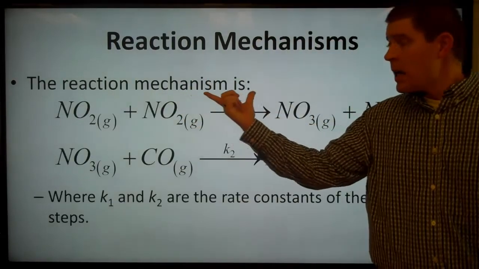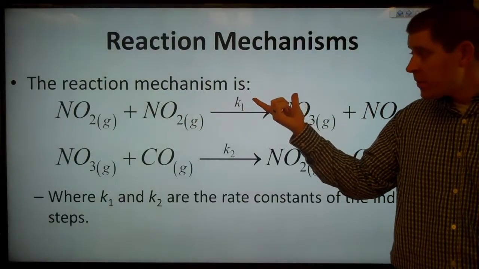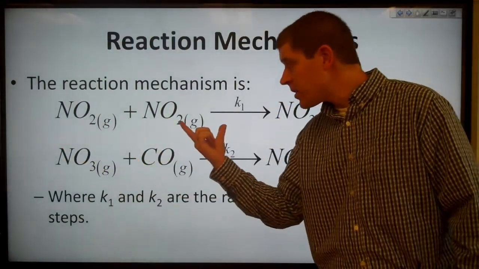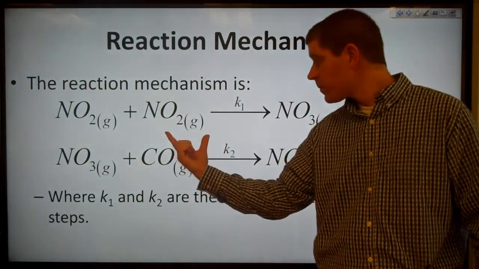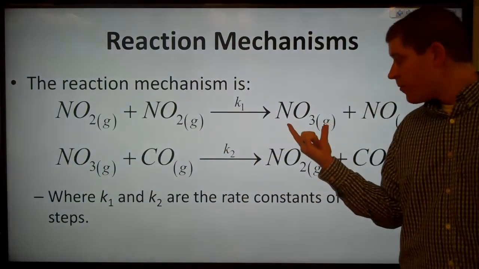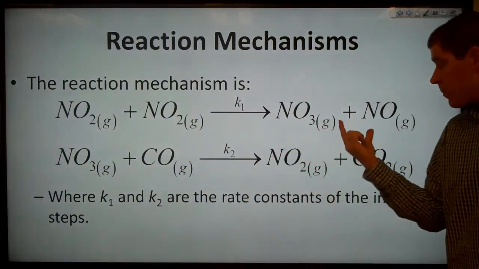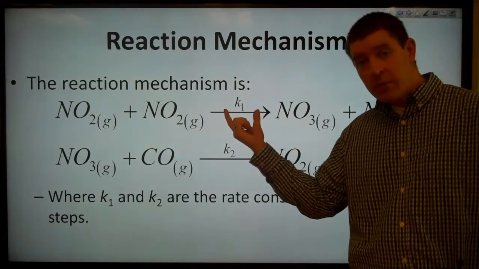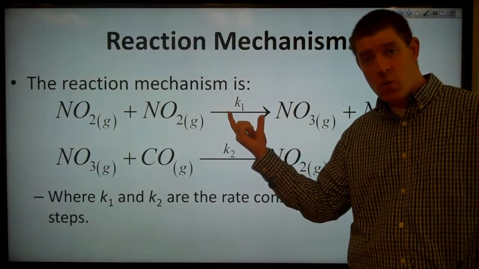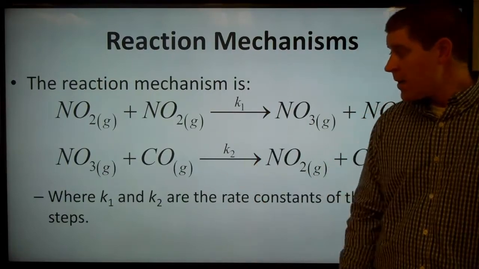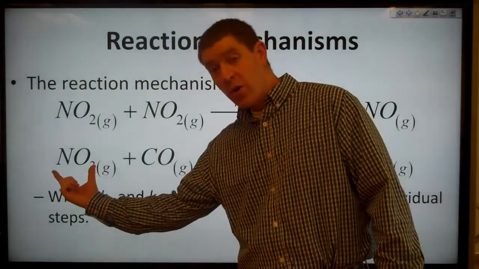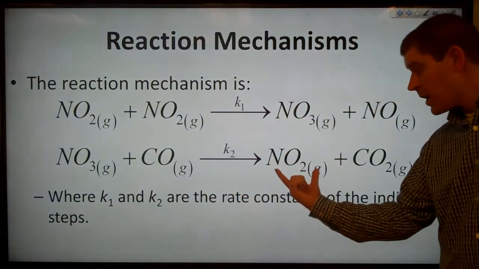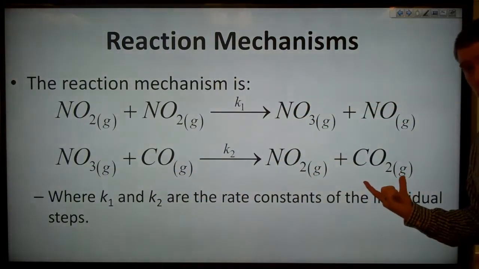In this case, the reaction mechanism looks like this. We have one NO2 molecule reacting with a second NO2 molecule to form NO3 plus NO, and this occurs at some rate constant k1. And then our NO3 reacts with our CO to give us NO2 and CO2.